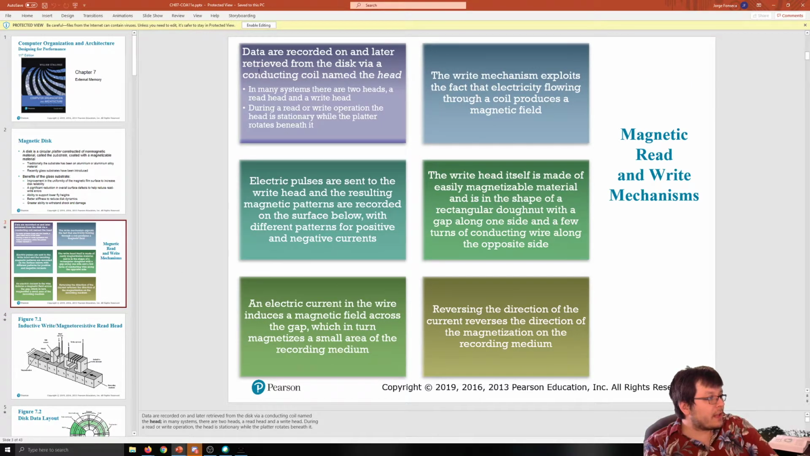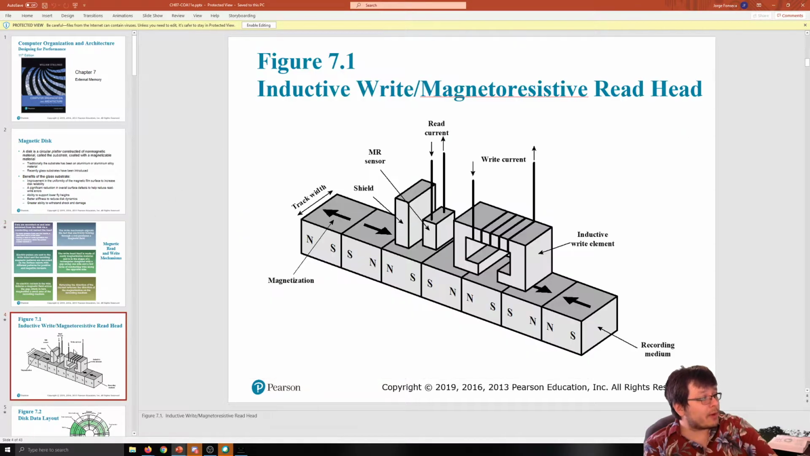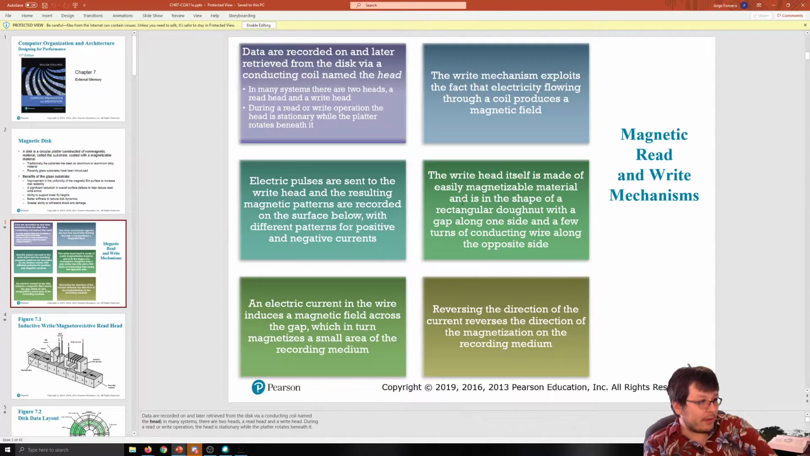here you can see that the name they call it in the book is the head, so the reading head, or conductive coil. And as I said, some systems have a read and write, but originally there was just one head for both read and write. When you have a read and write, that's when you have the MR sensor for the read, and then the other one for the write.